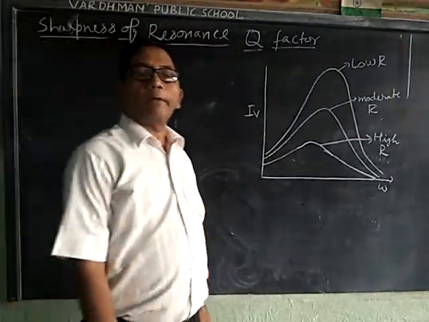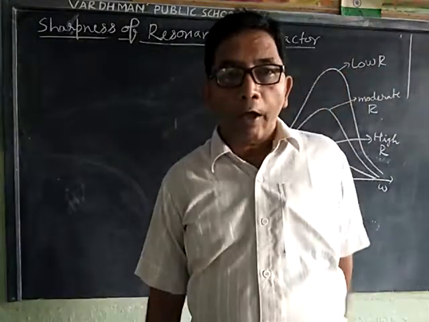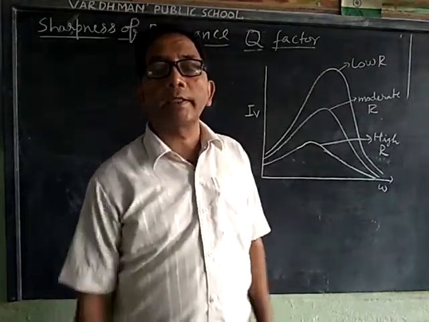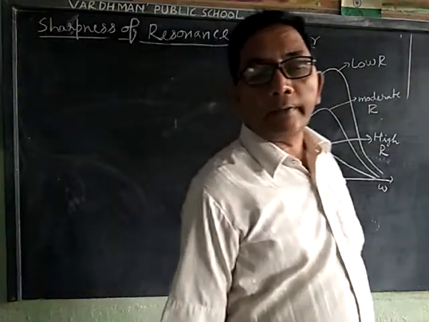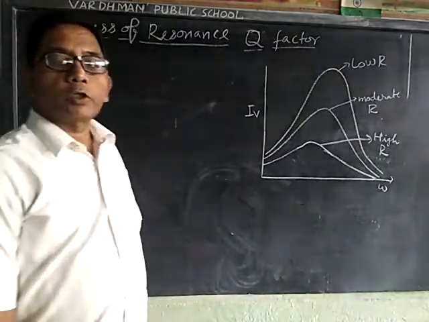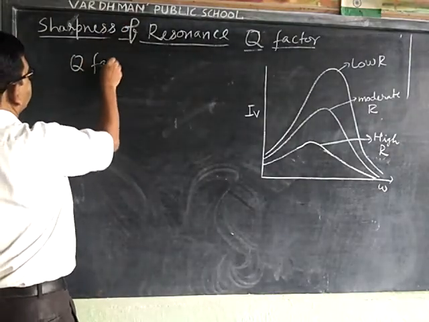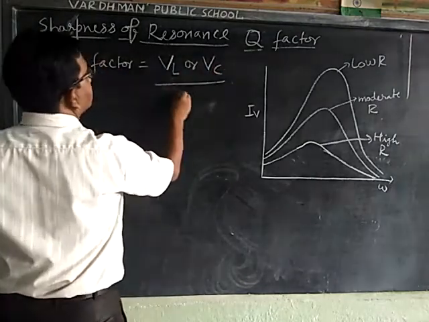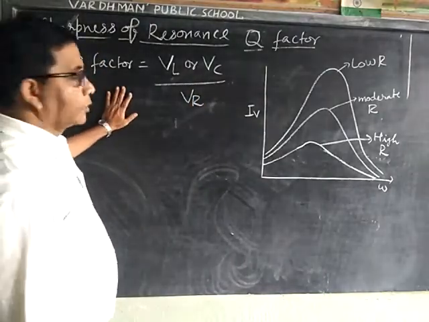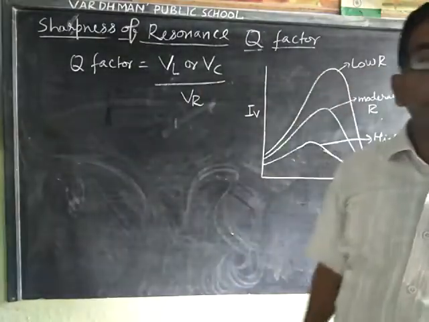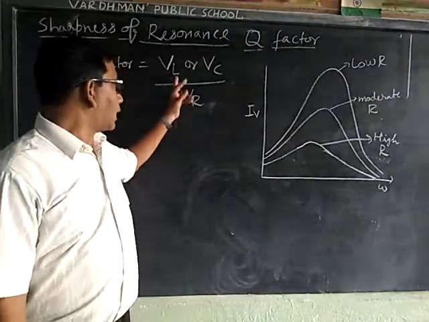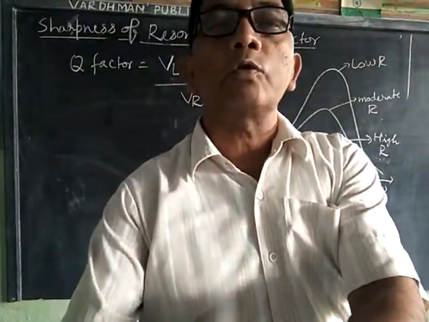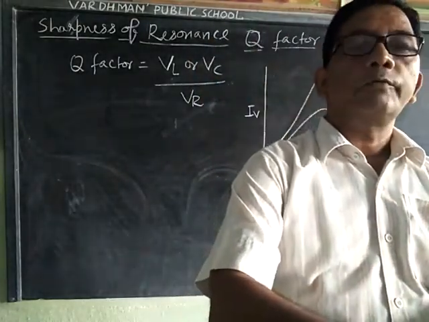The quality factor of a resonant circuit is defined as the ratio of voltage across inductance or voltage across capacitance to the applied voltage across resistance, that is Q factor is equal to VL or VC upon VR.